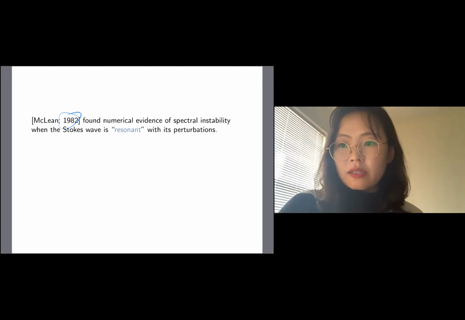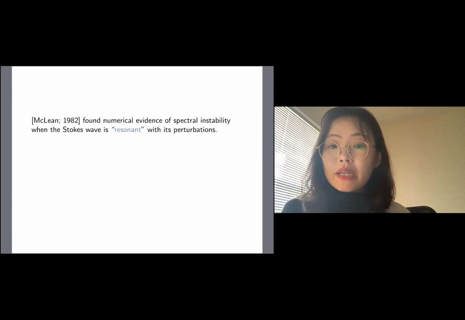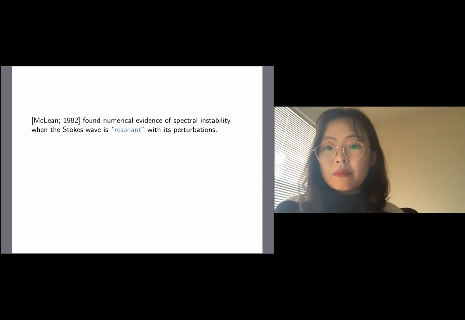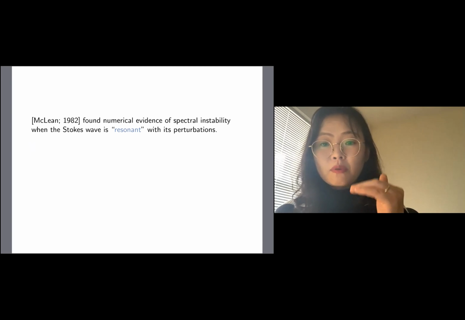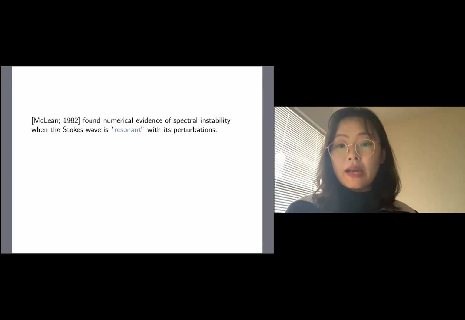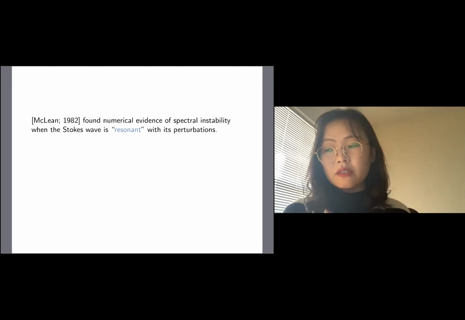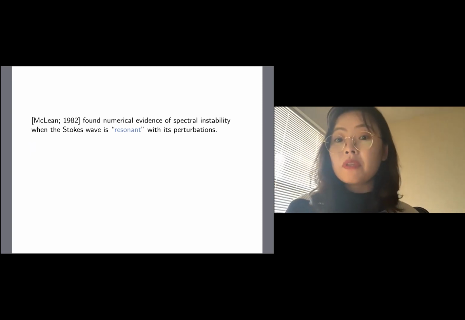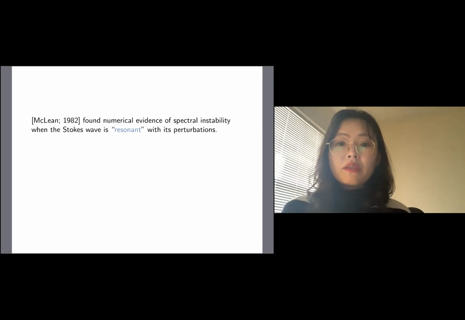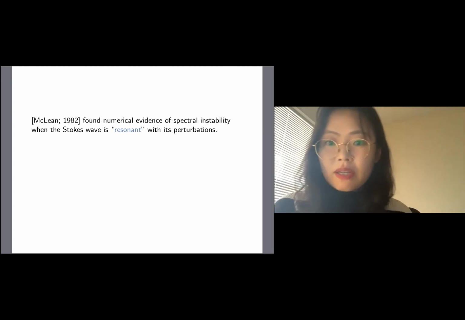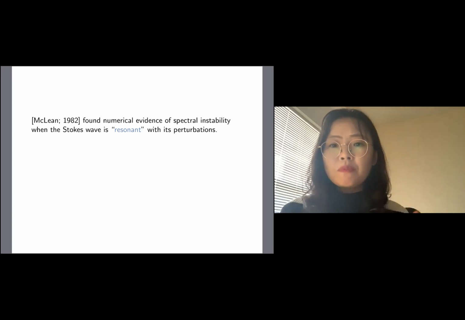McLean, in his '82 paper, numerically studied the spectral stability and instability of a Stokes wave in finite depth, where the depth is bigger than or less than 1.36, this critical value. And he had earlier papers for the infinite depth. He reported spectral instability away from the origin.